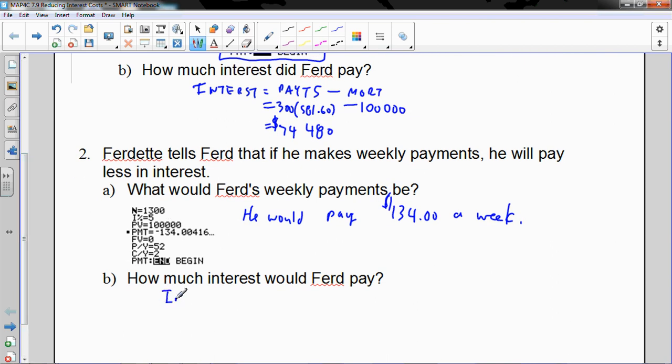Well, again, a little bit different. We've got his payments. There were 1,300 payments over the life of the mortgage of $134 each, minus his original $100,000 mortgage. I do that calculation. That times that, subtract 100,000, 74,200.